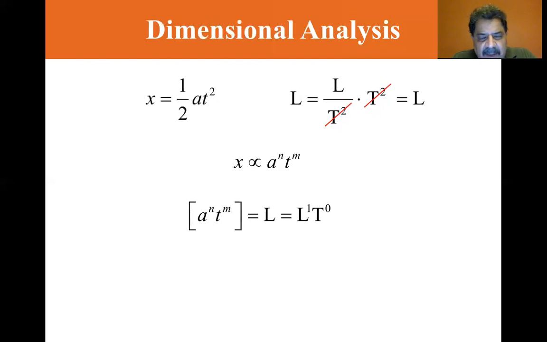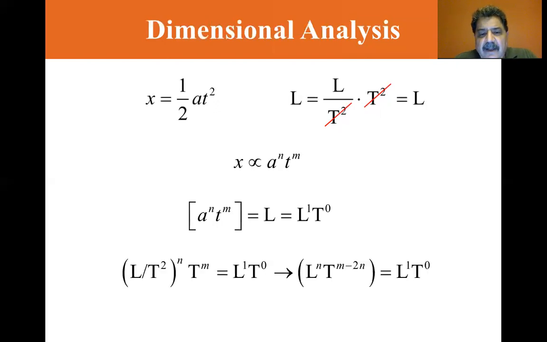And it ends up being length and length. Because the dimensions of an acceleration are L over t squared and the dimension of time equals t, the exponents of L and t must be the same on both sides of the equation. From the exponents of L, n equals 1. And from the exponents of t, m minus 2n equals 0, which gives m equals 2.